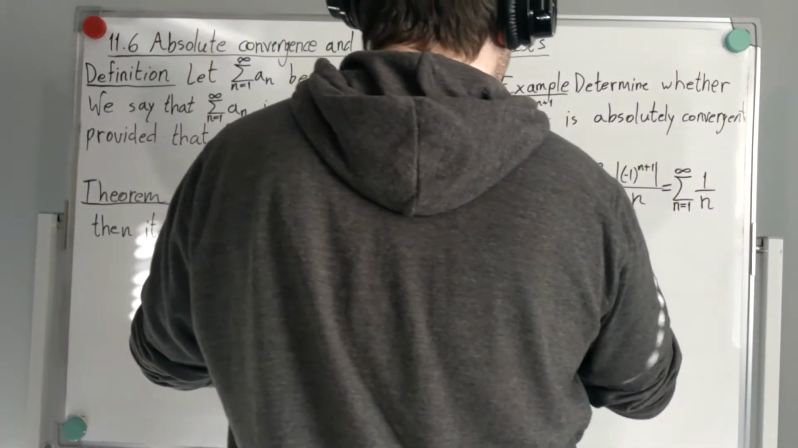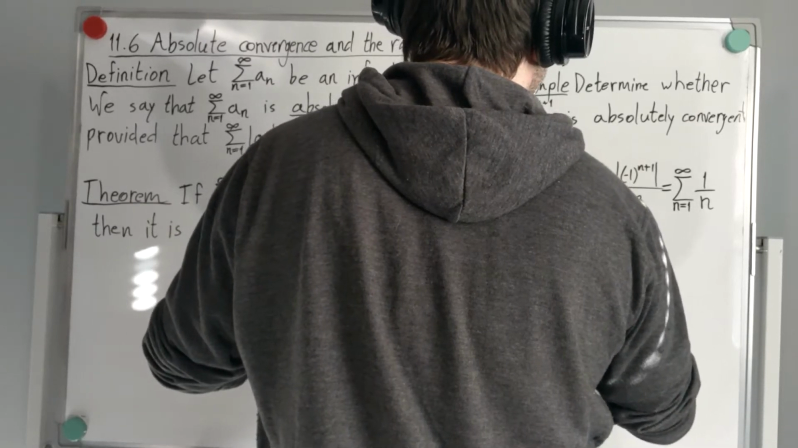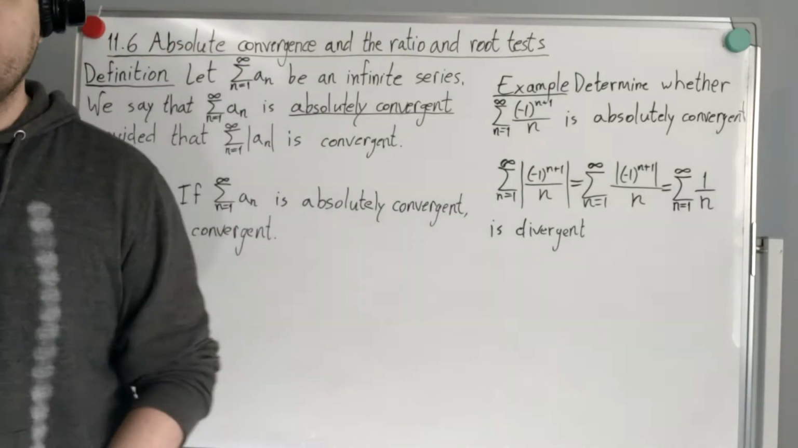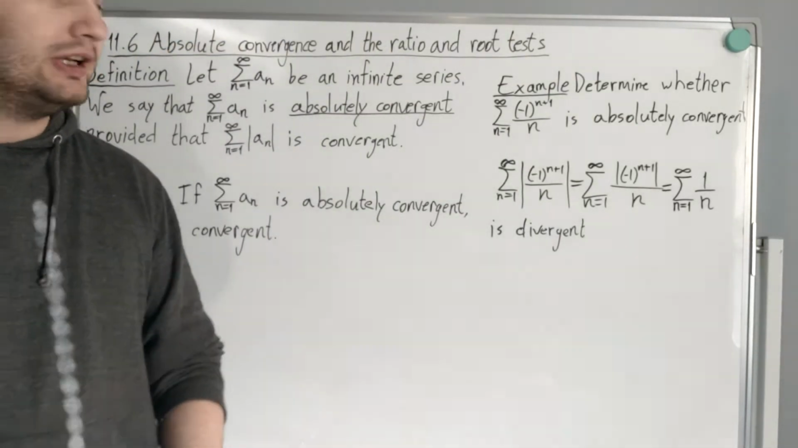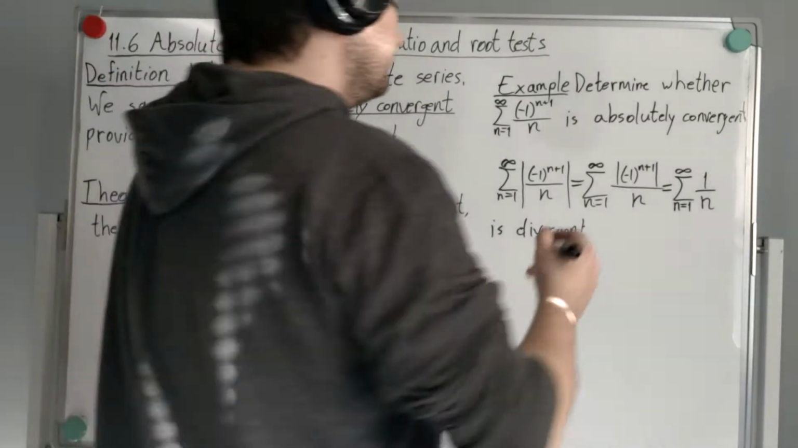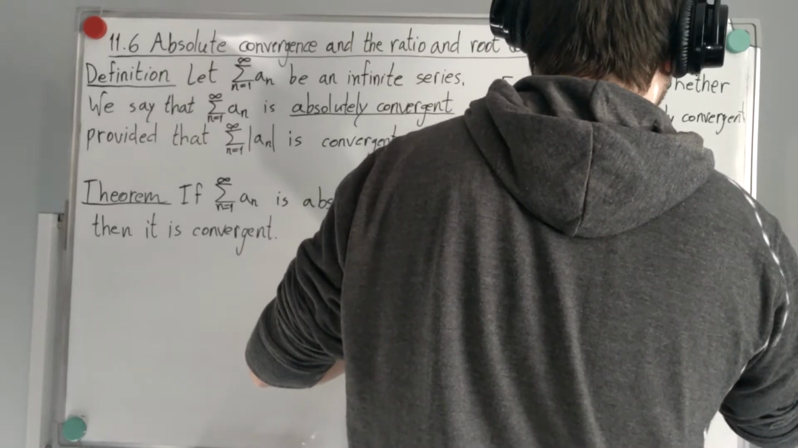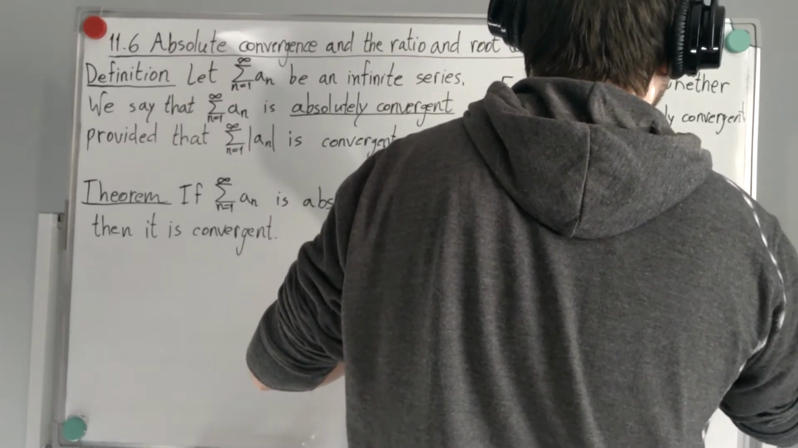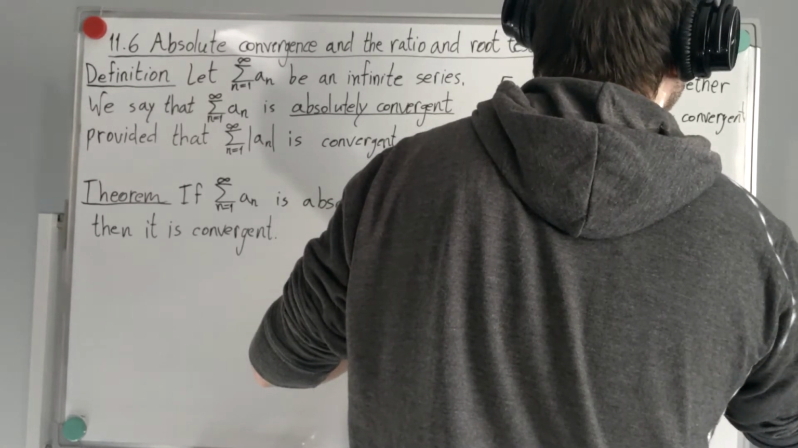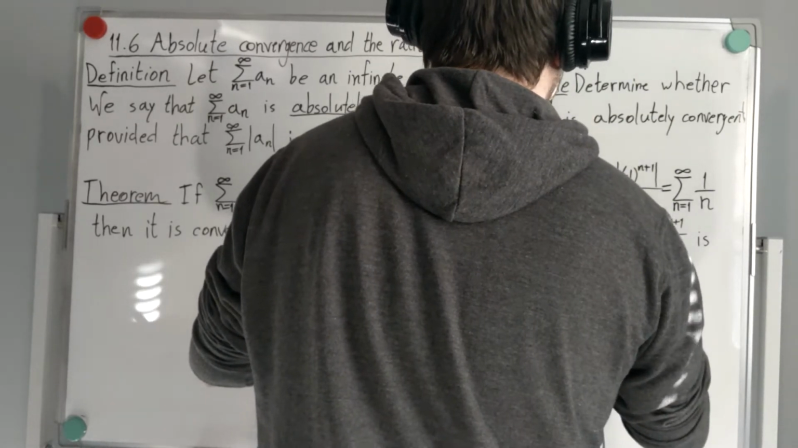So this series is divergent because, as we said before, the harmonic series is divergent due to the integral test and the p-series test, however you want to say it. So this is divergent. So the sum from n equals 1 to infinity of (-1)^(n+1) over n is not absolutely convergent.